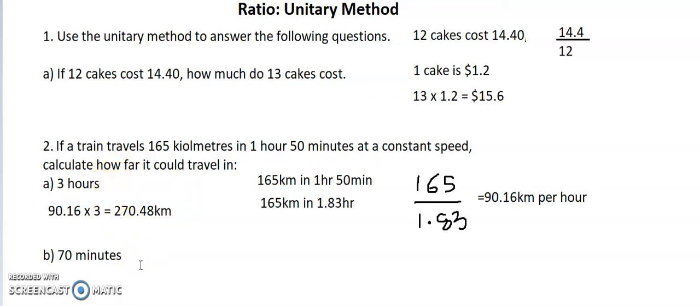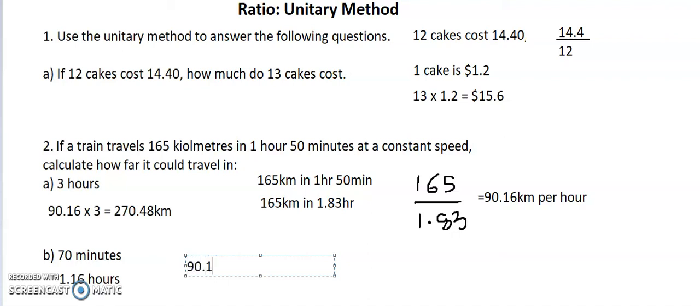Likewise with 70 minutes. We know it per hour. The first thing I want to do is convert 70 minutes into hours, just to make it easier for me. So 70 minutes is the same as 1.16 hours. Now I've converted that. Now I know how many hours I'm traveling for.